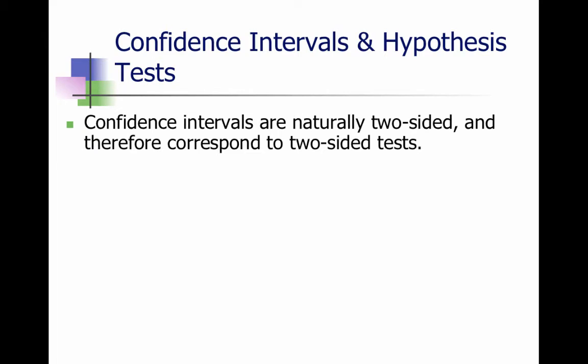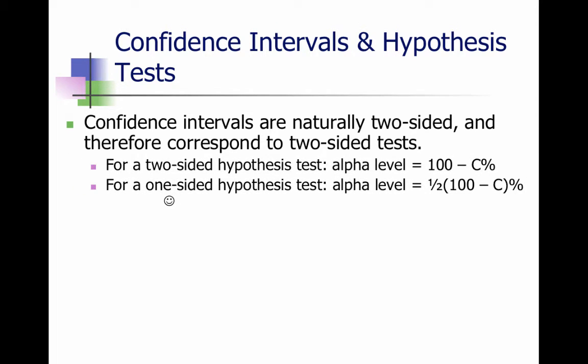That's it. Confidence intervals are naturally two-sided. Therefore, they correspond to a two-sided test. In other words, your alternative is not equal to. We can always determine what alpha level to use based off of a confidence interval. For a two-sided test, your alpha level is just 100% minus your confidence level. So if you had a 95% confidence interval and you knew that you were doing a two-sided test, you would just take 100 minus 95, and your alpha level is 5%.